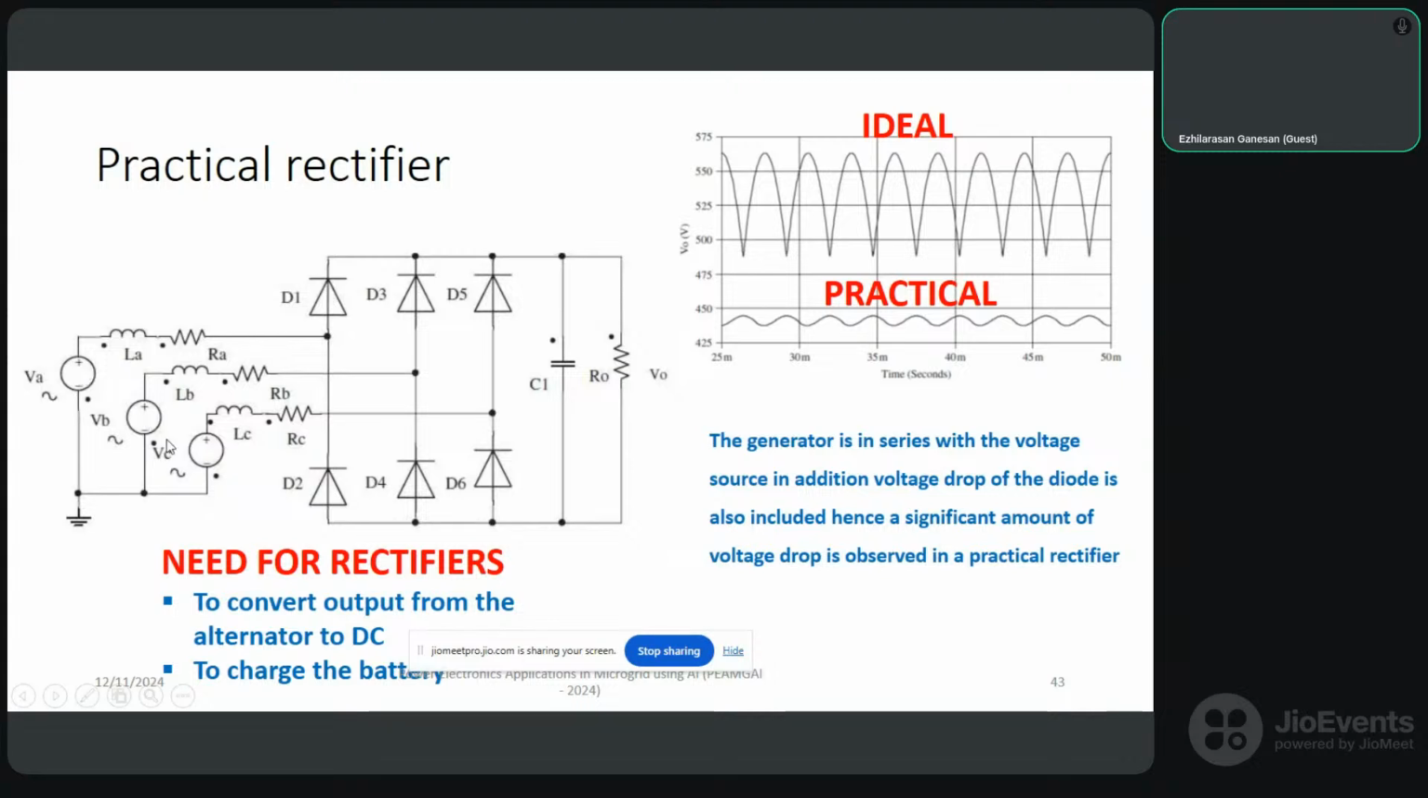A practical rectifier will consist of source inductance LA and series resistance RA, with all the bridges what we have here, and there is a C1 here, R0 here. So the ideal characteristics required is this one. Practically, we obtain the waveform that I have shown there.